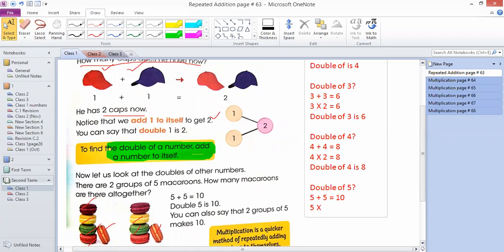No. For finding out the double, there are two ways. The one way, you know, is to add the number by itself. Another way is to multiply that number by 2. You are finding out the double of 5, so multiply 5 by 2. In this way, you can also find the answer. Okay? That's very good. So double of 5 is 10. I will write here, double of 5 is 10.